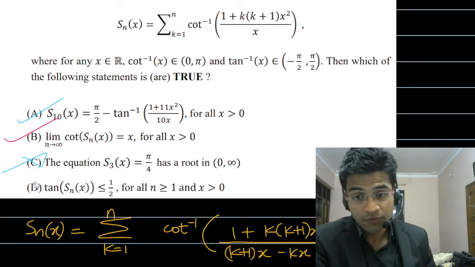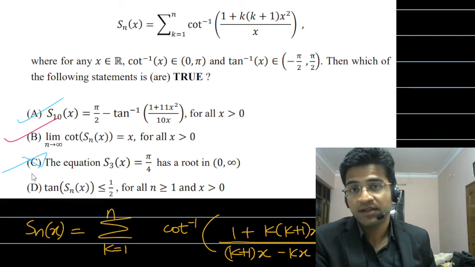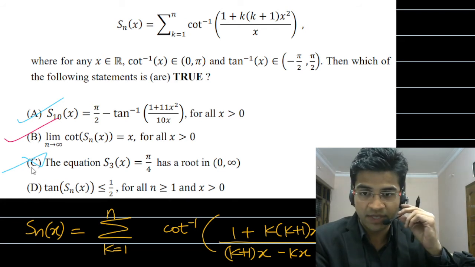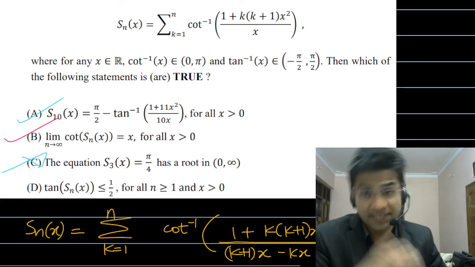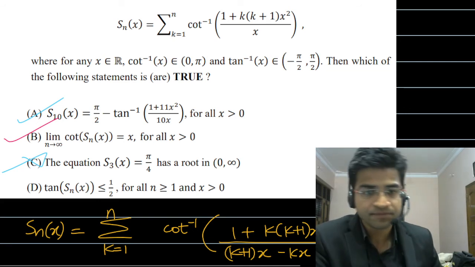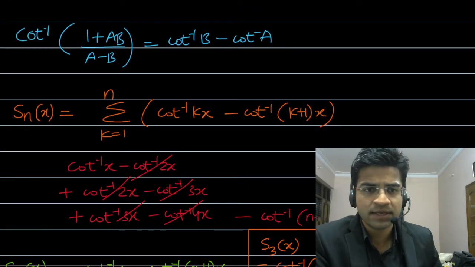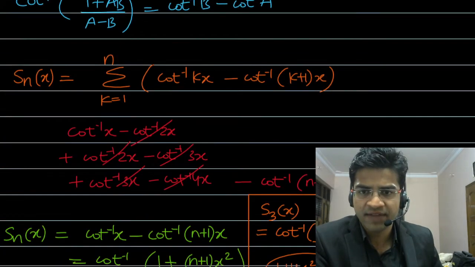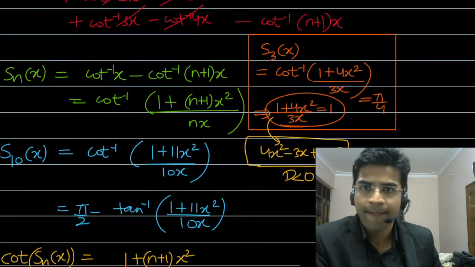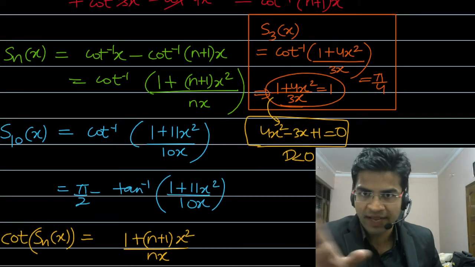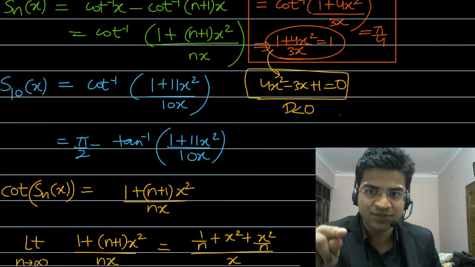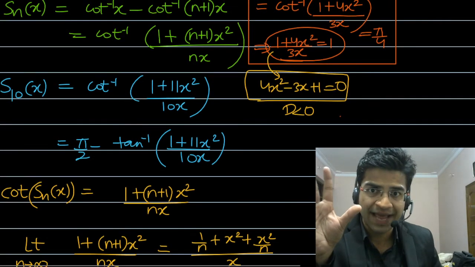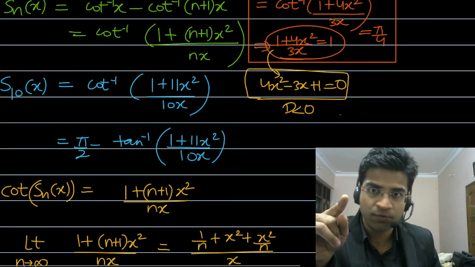Now we should be checking option D as well. So D is tan S_n(x) less than or equal to half. Is it less than or equal to half? Let us check. What is tan S_n(x)? Now we have S_n(x). If you apply tan on both the sides, or you can also use the property that if S_n(x) is cot inverse of K, it can be written as tan inverse of 1 by K. I hope you're getting that.